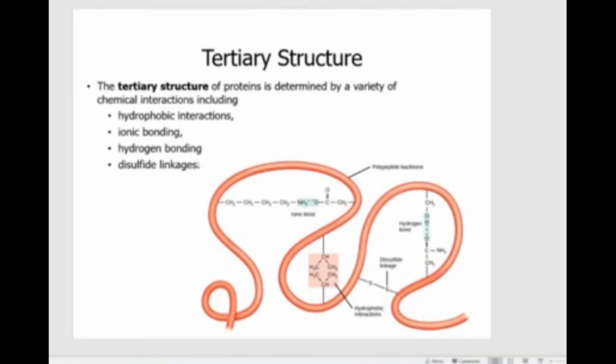Another instance is going to be hydrogen bonding. So this is the hydrogen bonding. Again, you can see that it may make this part fold back a little bit.